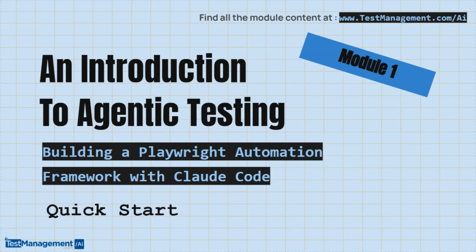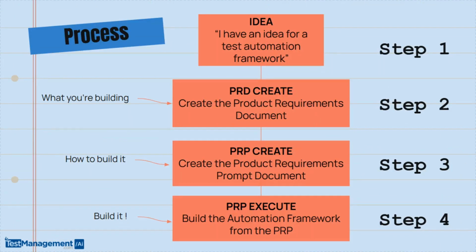Agentic Testing Quick Start Guide. In this guide, we're going to quickly walk you through the 4-step process for building test automation frameworks with the PRP system. We'll start with an idea based around building a Playwright framework.